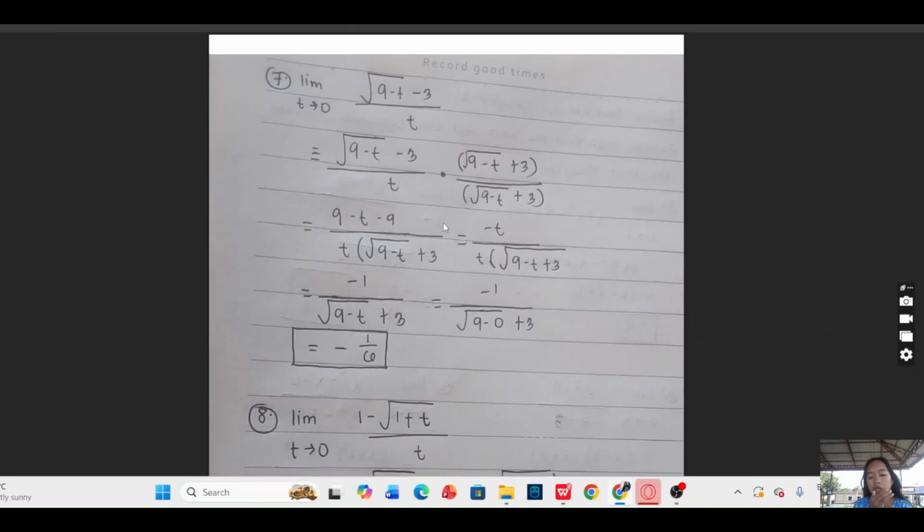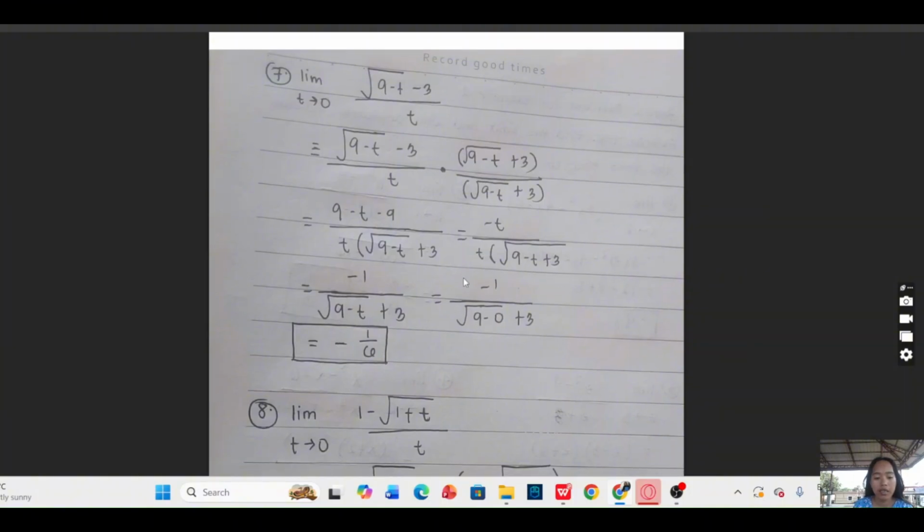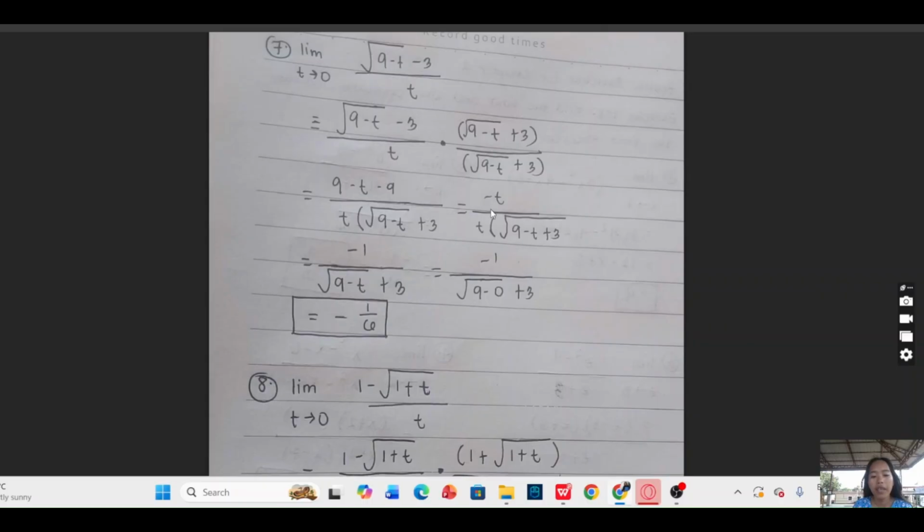And if we multiply that, we will obtain 9 minus t minus 9 over t times the square root of 9 minus t plus 3. And that would be equal to negative t over t times the square root of 9 minus t plus 3. All right. So if we solve this, that will lead to the answer negative 1 over square root of 9 minus t plus 3.